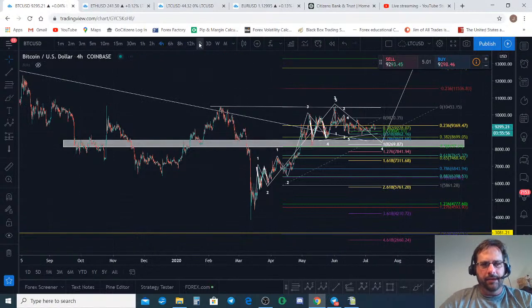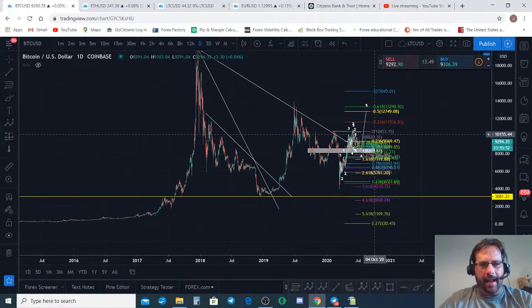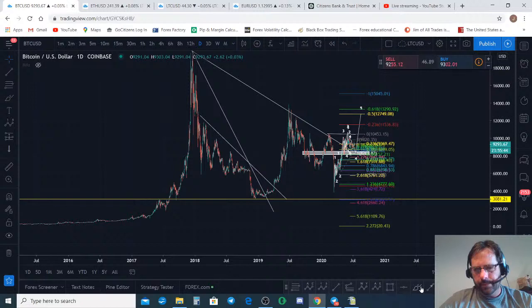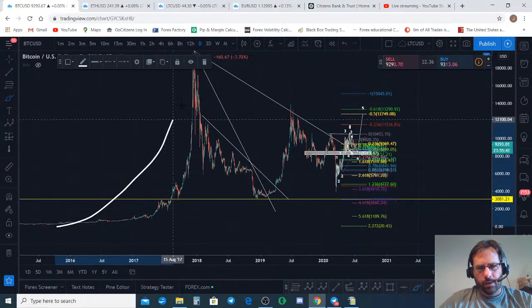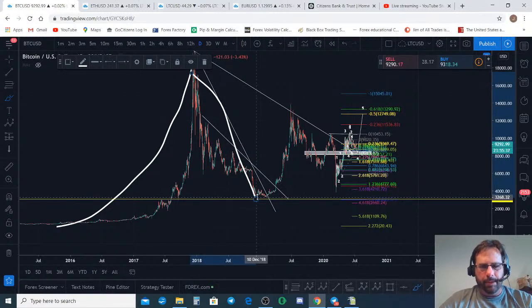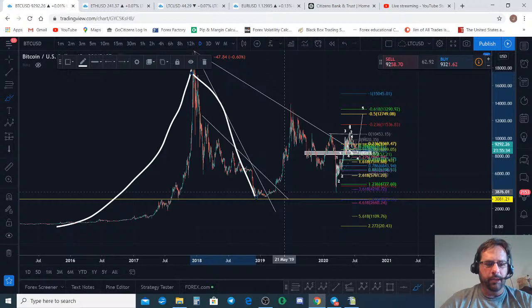Let me go back to the daily. Again, my bias right now, it doesn't mean it has to be, but my bias right now is that this whole thing is a one. And now again, this is an Elliott wave bias. Okay, doesn't mean it's right. It just means it's the way I'm looking at it from Elliott wave.